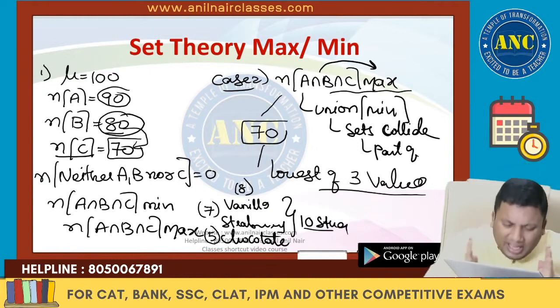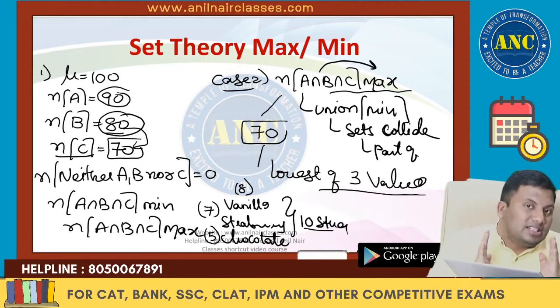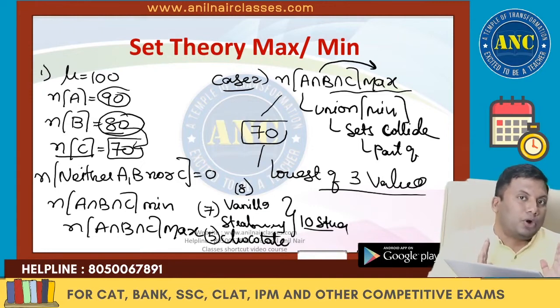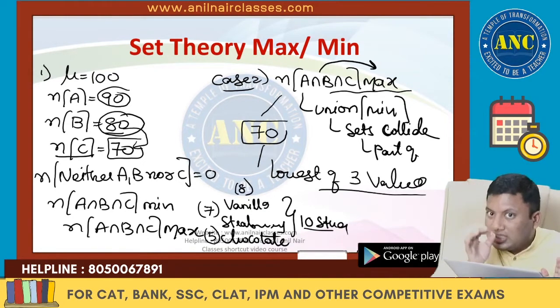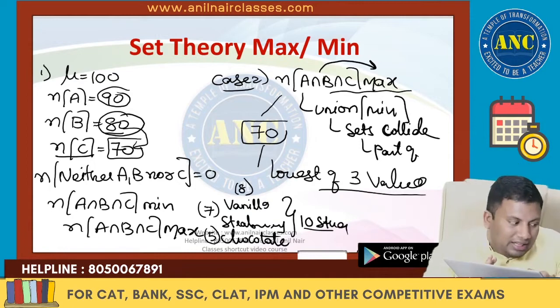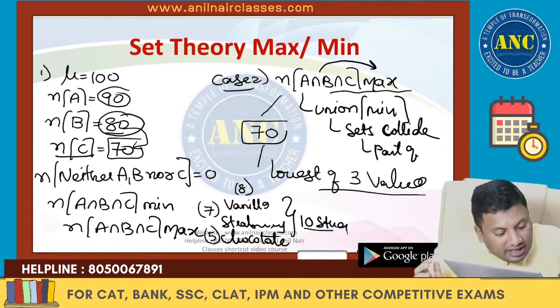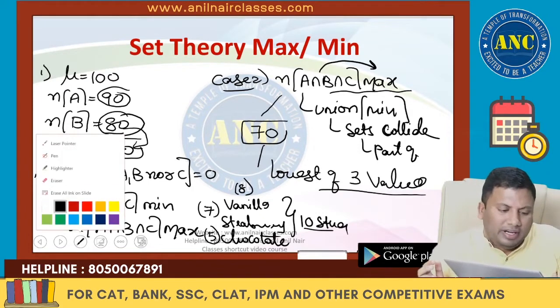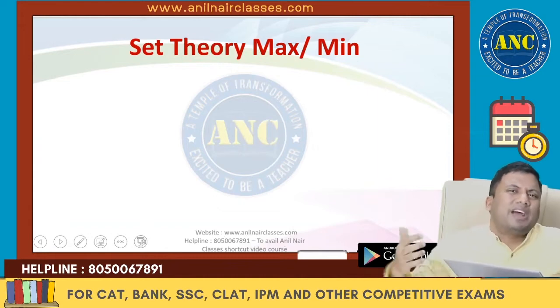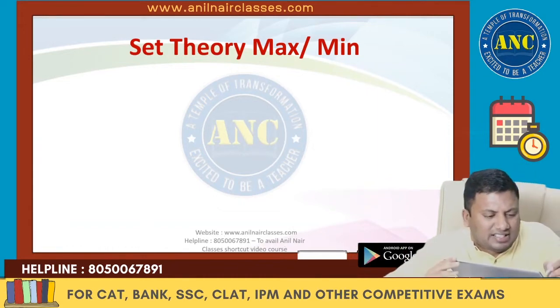You don't need any mathematics for this. With simple common sense, the easiest, fastest, best approach is to take the lowest of the 3 values if neither A, B nor C is given as 0. I hope it is clear. Now we will do intersection minimum also. The mathematics is nothing but common sense, sir.